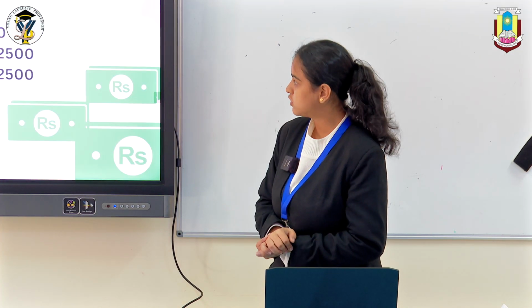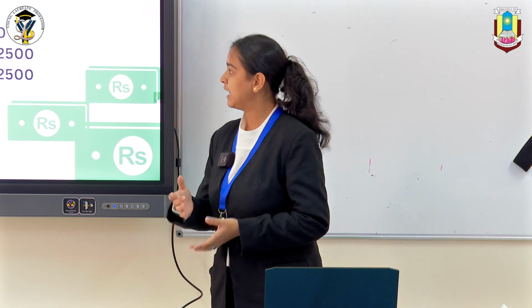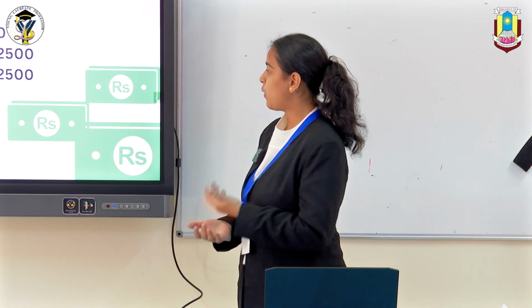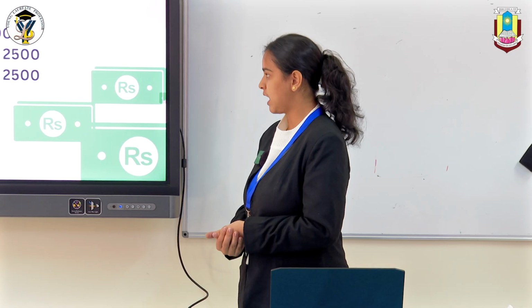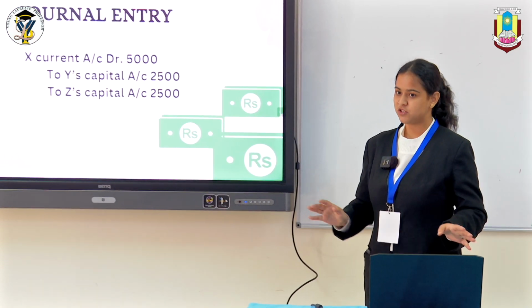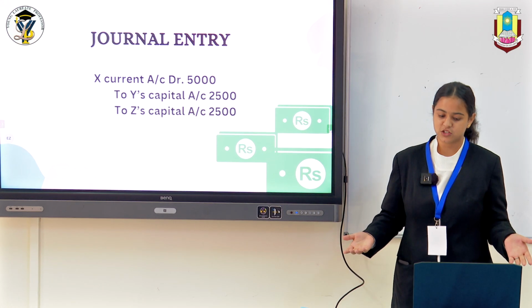Now in this case also the current account will be used. So X's current account debit 5,000 to Y's capital account 2,500, to Z's capital account 2,500. Nothing is mentioned, so the sacrificing ratio is equal to the old ratio, 1:1.